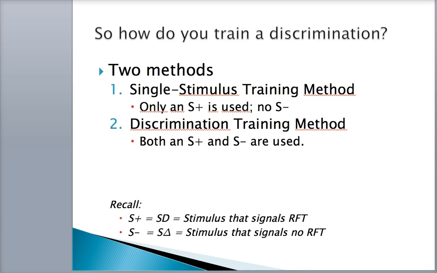So there are two methods that can be used to train a discrimination. The first one is called single stimulus training, and it only uses an S+. It only uses a stimulus that signals reinforcement, and it doesn't use an S- or a stimulus that signals no reinforcement. It just uses that one single stimulus. The other method is called discrimination training, and it involves both an S+ that signals reinforcement and an S- that signals no reinforcement.